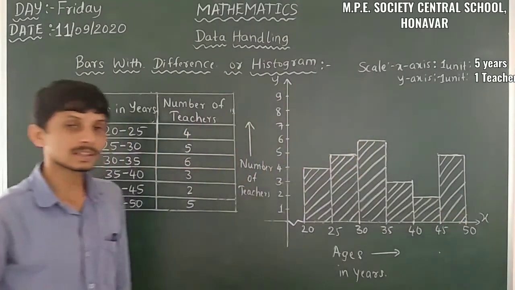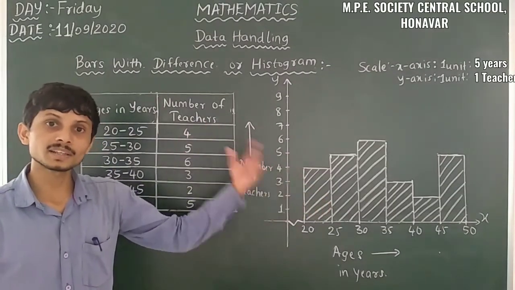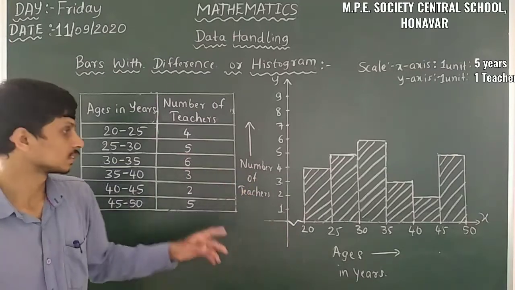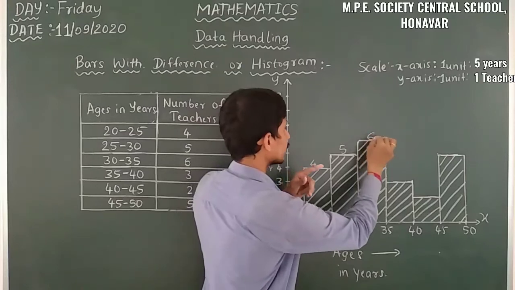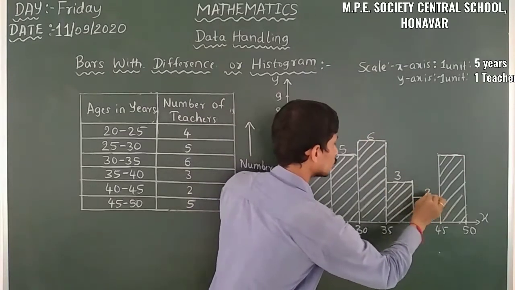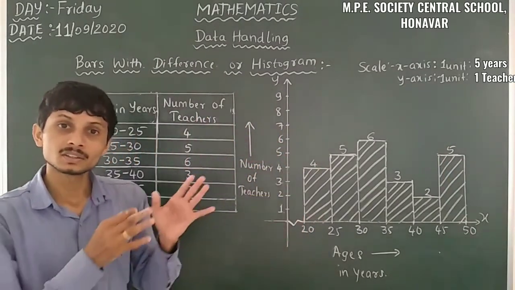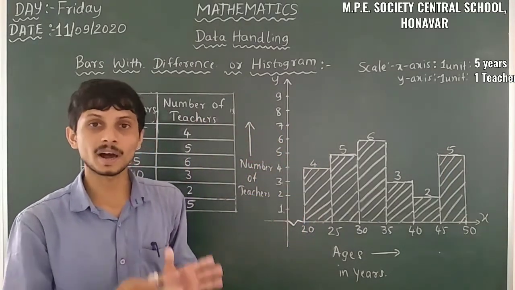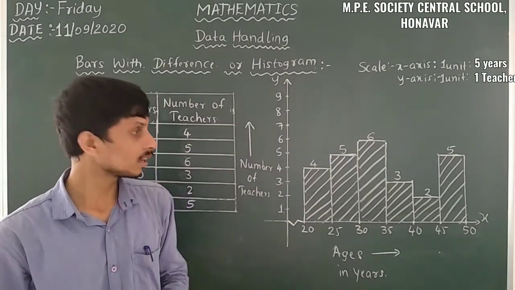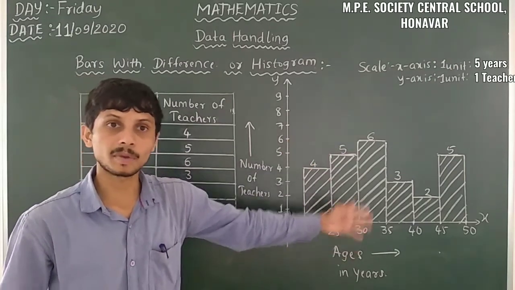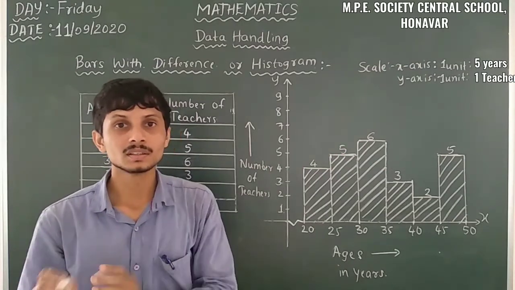So after that what we have to do? We have to write a number. So write the frequency on the bars. So here it is 4, here it is 5, here it is 6, here it is 3, here it is 2, and here it is 5. So this is the construction of a bar graph using the organized form of data. So here the height of the bar represents the frequency of the data.